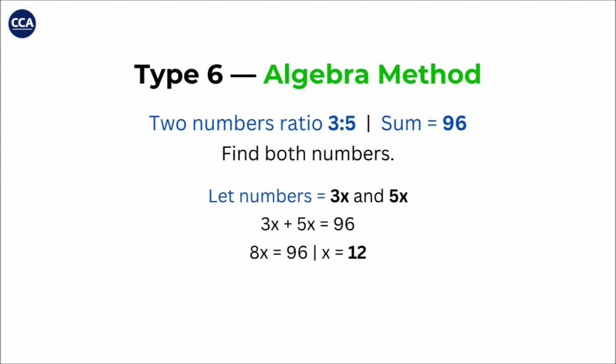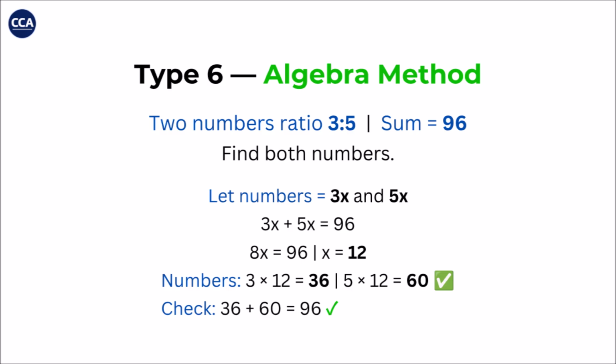Step 3. Find each number. First number. 3 multiplied by 12 equals 36. Second number. 5 multiplied by 12 equals 60. Check. 36 plus 60 equals 96. Correct. Check ratio. 36:60 simplifies to 3:5. Correct. This algebraic method, letting the parts equal 3x and 5x, is the most powerful tool for ratio word problems. It works for any 2 or 3-part ratio, whenever additional information is given.